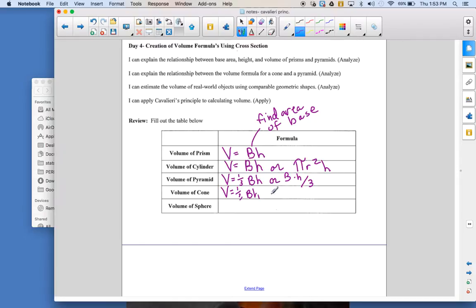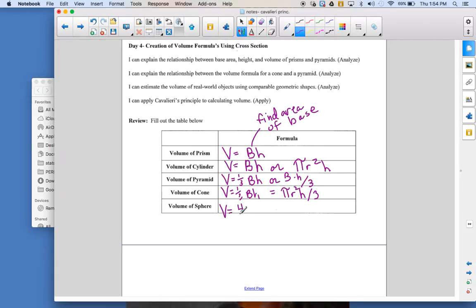So what we could say is pi r squared times the height, and then divide by 3. Okay, since we know the cone has a circular base, we can just substitute pi r squared for the capital B. Now, the volume of a sphere, or a ball shape, is completely different. It has its own formula that's very different.